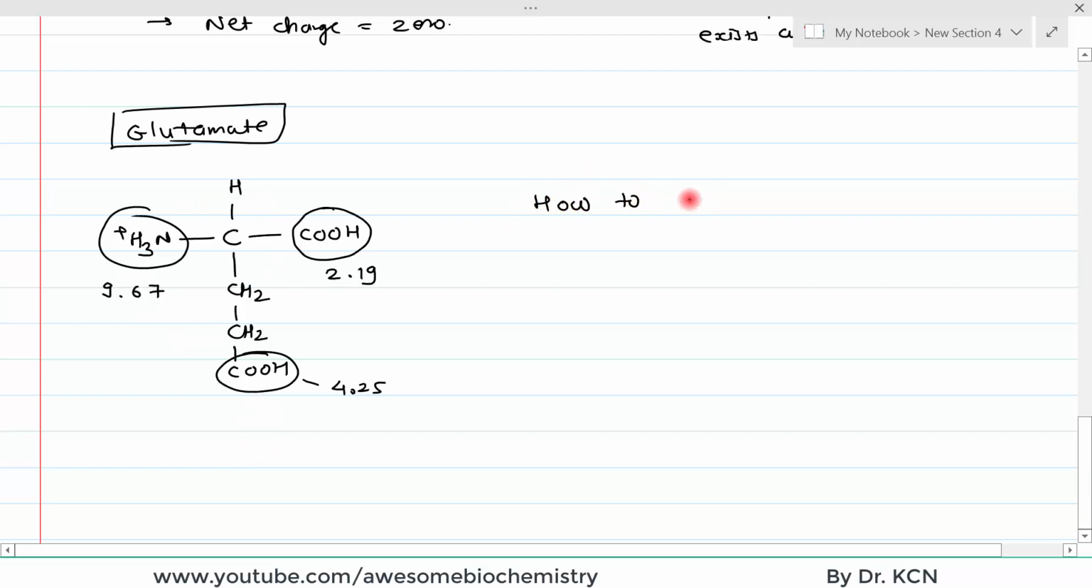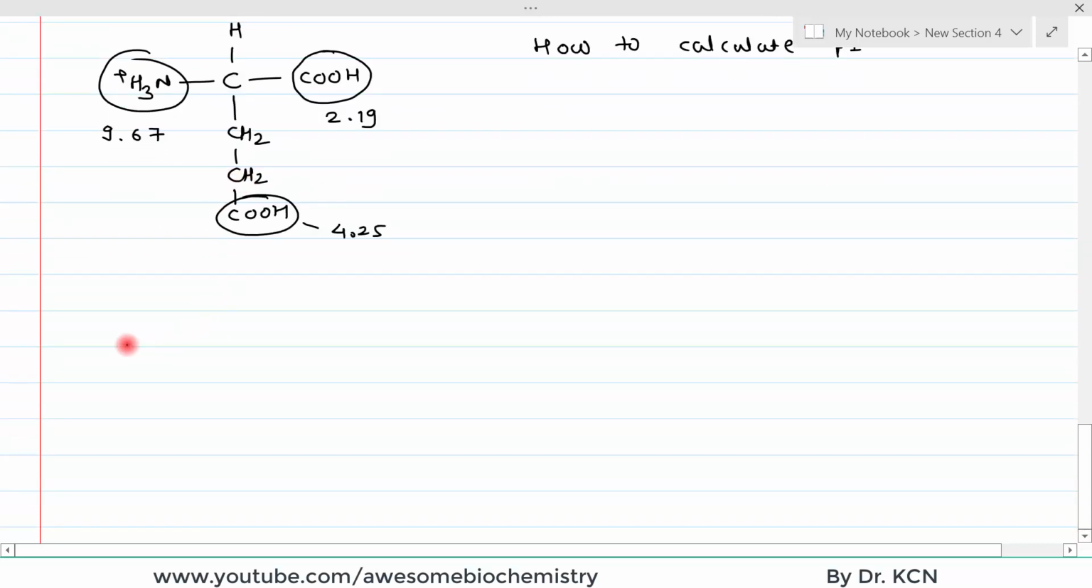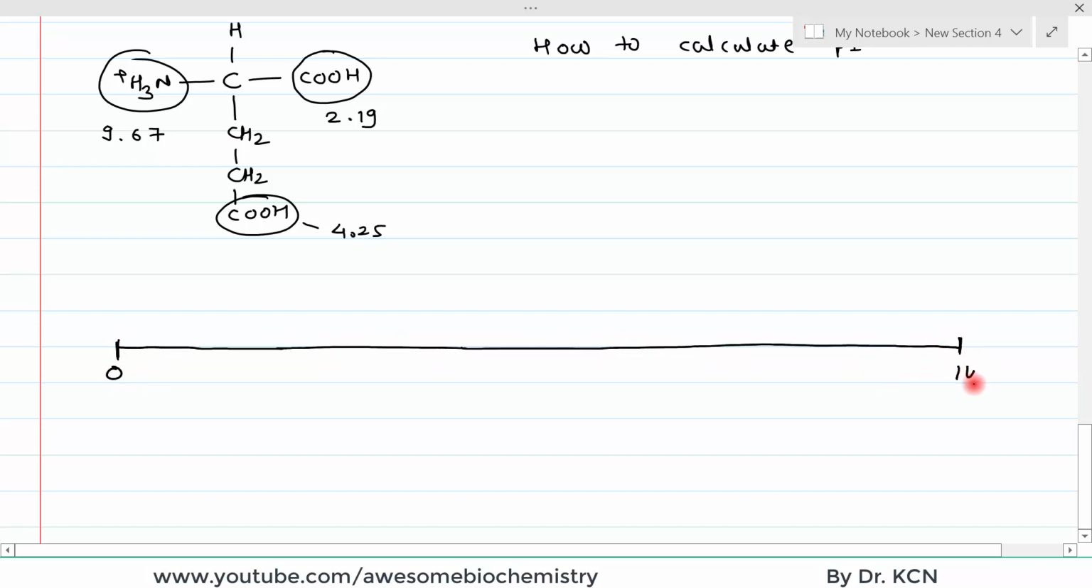Now, how to calculate pI of this glutamic acid? We know the pK values. So, to calculate, we have to understand how its ionization, how its protonation and deprotonation occurs. Okay. So, again this is a pH scale, here 0 pH and here 14 pH, and let us mark all these 3 numbers on this pH scale.